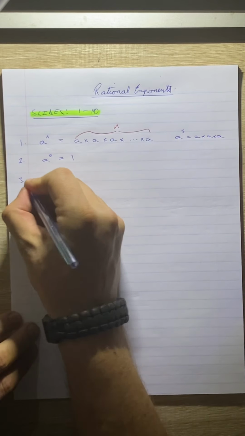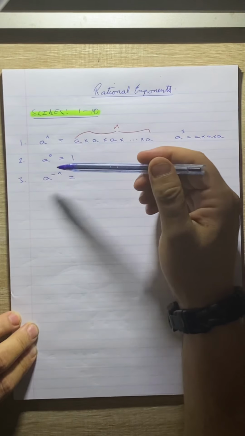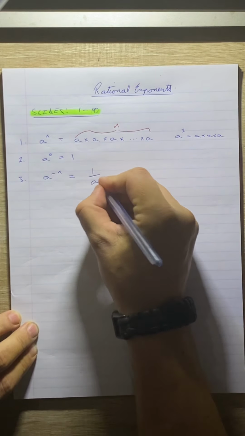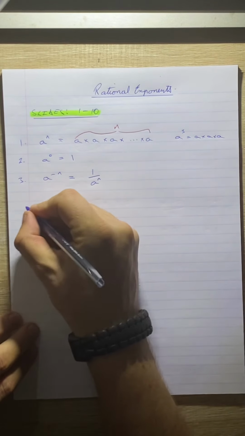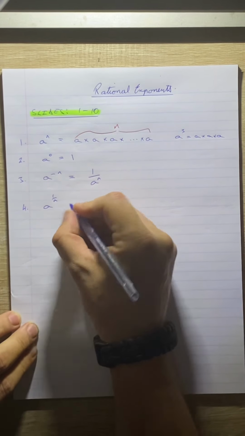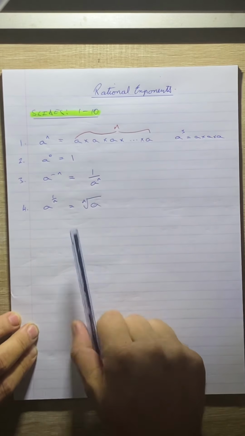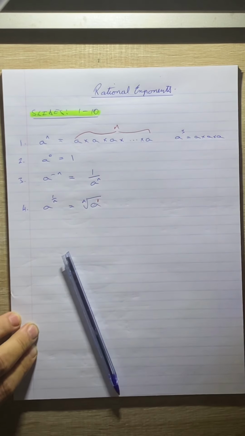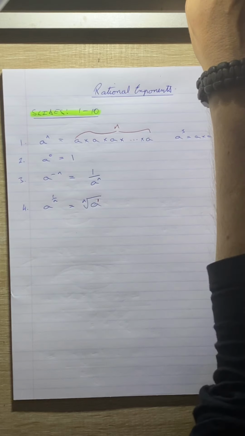Then the third definition, a to the minus n. Remember, we do not use negative exponents, so this would be 1 over a to the n. You just take it to the bottom and then its exponent becomes positive. Then the fourth one is a to the power of 1 over n, which is going to be equal to the nth root of a. Now, where does that 1 go? That 1 is just over there. Okay, so those are just some definitions to remind yourself.